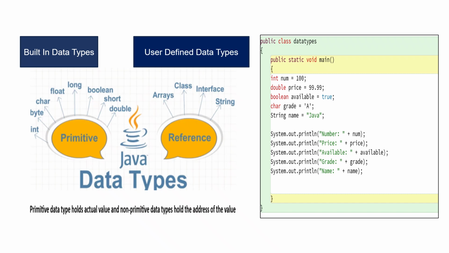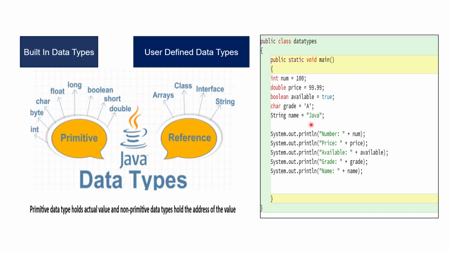There are built-in data types, known as primitive data types, and there are user-defined data types. Our int, char, boolean, long, short, double, all these are primitive data types. They hold actual values. For example, int num is equal to 100. Double is a floating point or decimal number, boolean is true and false, and char is a single character specified in single quotes.